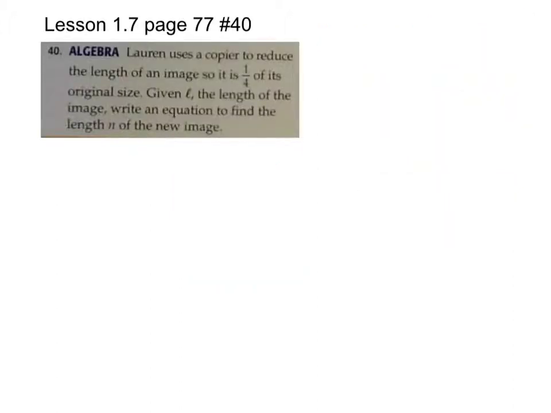And our last example comes from 1-7. This is dealing with writing some equations. So page 77, this is number 40. Lauren uses a copier to reduce the length of an image so that it's 1/4 of its original size. Given L, the length of the image, write an equation to find the length N of the new image. So we have N is the new image, L, that's the original image. So L is the given image length. So that was the original.